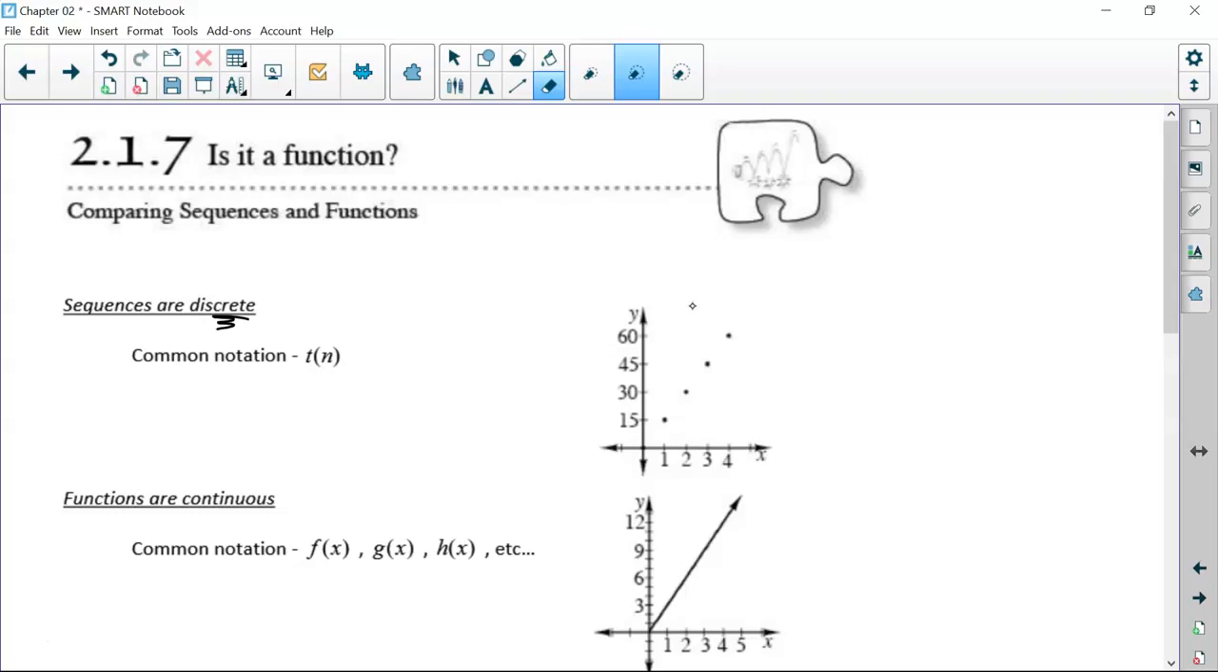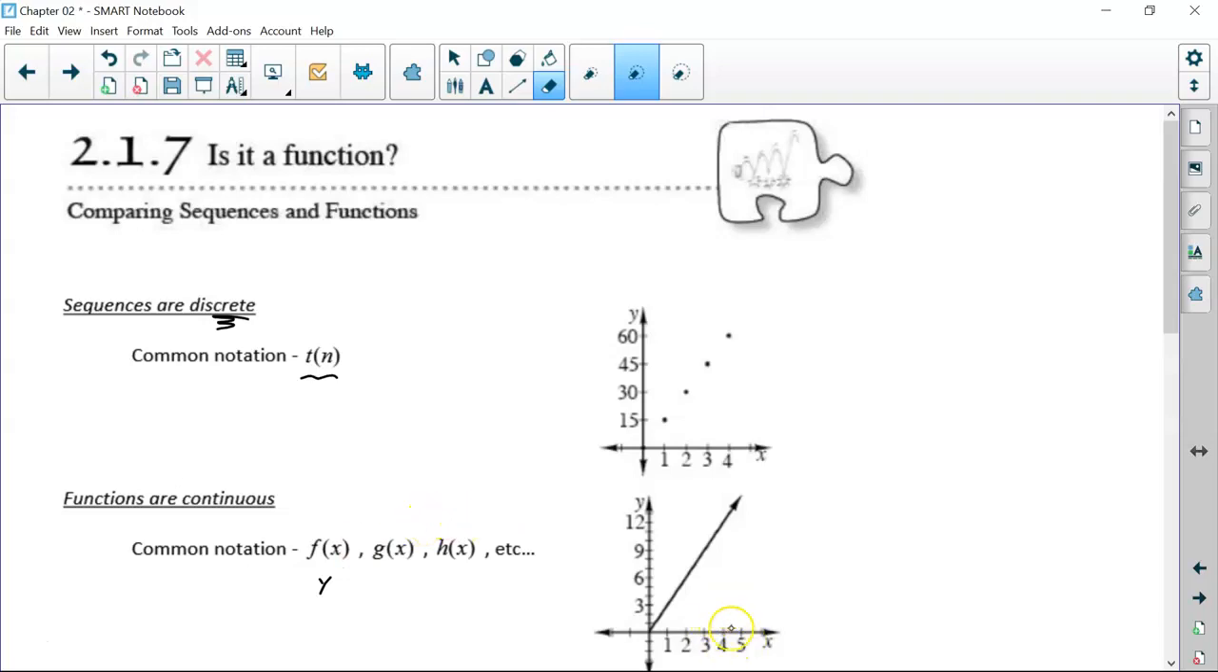Functions are continuous. You might see f of x, g of x, h of x, etc. Or you might even see a y. Functions are continuous. Sequences are discrete. Notice, once again, the difference in notation. If I say call it a sequence, you're going to use T of n. If I say call it a function, f of x, g of x, and so forth.